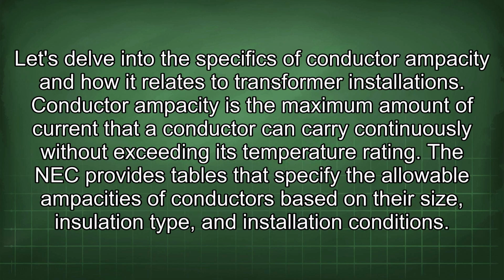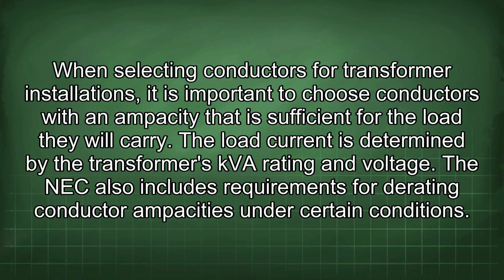Let's delve into the specifics of conductor ampacity and how it relates to transformer installations. Conductor ampacity is the maximum amount of current that a conductor can carry continuously without exceeding its temperature rating. The NEC provides tables that specify the allowable ampacities of conductors based on their size, insulation type, and installation conditions. When selecting conductors for transformer installations, it is important to choose conductors with an ampacity that is sufficient for the load they will carry. The load current is determined by the transformer's kVA rating and voltage.